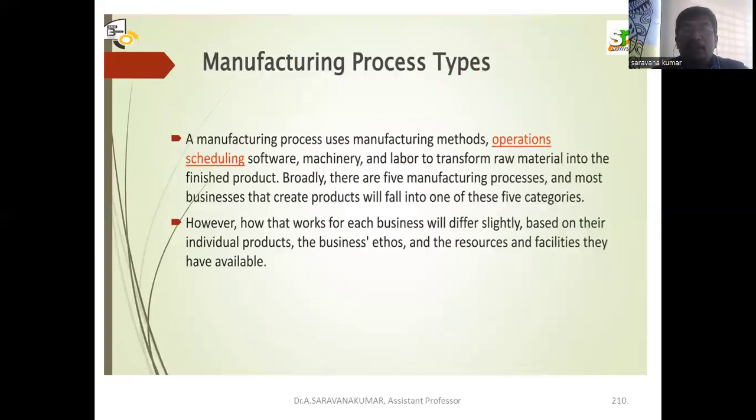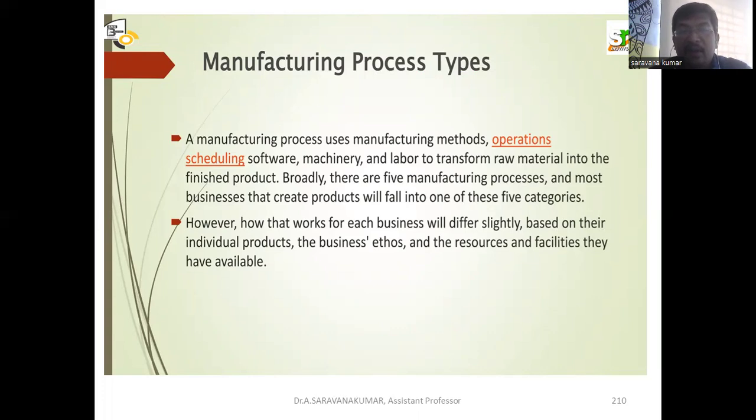So what are the manufacturing process types? A manufacturing process uses manufacturing methods like operation scheduling software, machinery and labor to transform raw material into the finished product. Last session we discussed scheduling. For example, if you're going to manufacture a car, there is some assembly, so there is some scheduling time. You can fix it, then you have to finish the product in the proper time.